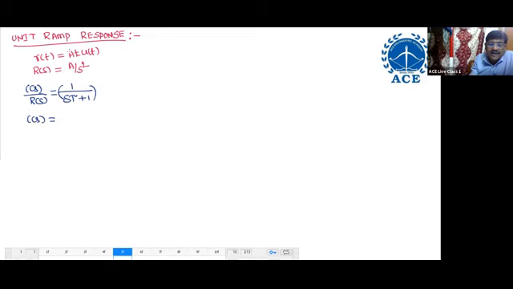You take unit, A is 1. Generally, they'll ask the ideal case only. A is 1, so R of S is 1 by S square. Then C of S becomes what? 1 by S square into S tau plus 1. Then find the partial fractions, all of you.